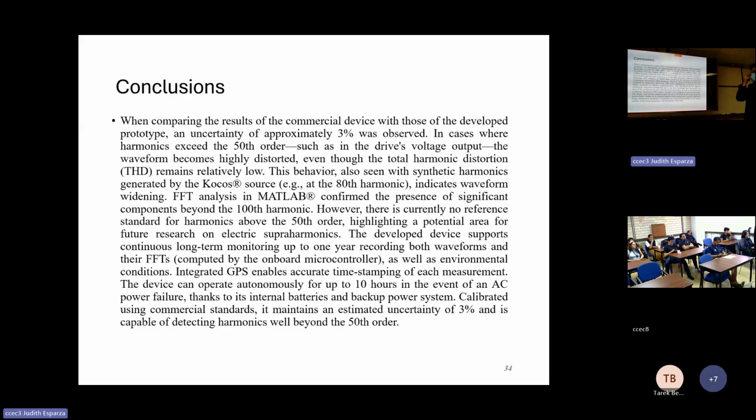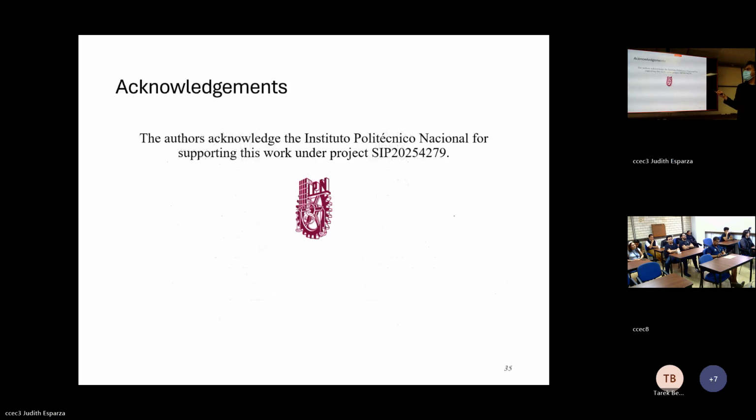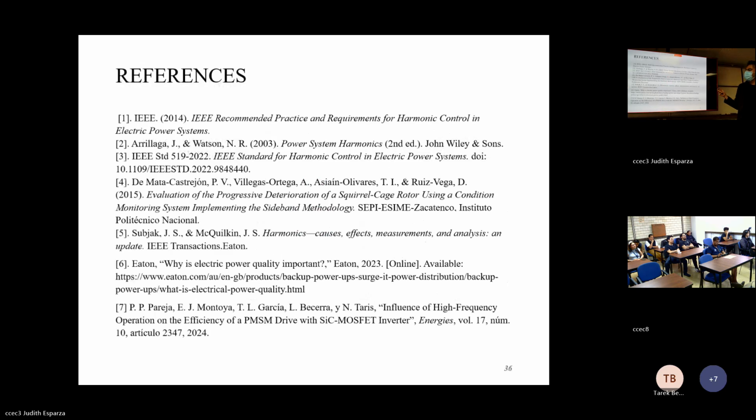For my conclusion, my prototype, compared with the commercial one, is significant beyond the 100th harmonics. And I have a GPS and environment sensor. My reference.